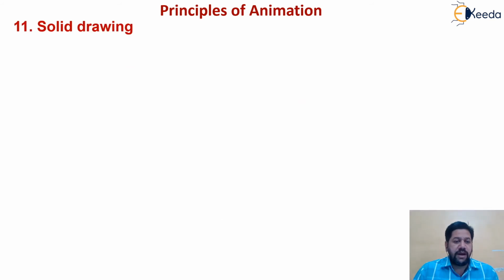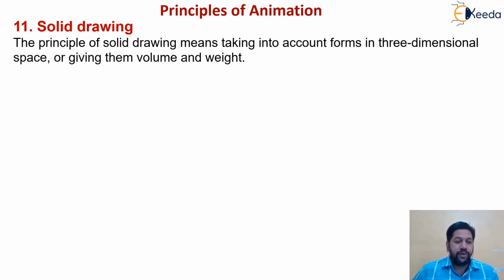So principle number 11 is solid drawing. Solid drawing means we should draw that particular actor or cartoon on paper, and we should consider the three-dimensional view. I'm just reading this point: the principle of solid drawing means taking into account forms in three-dimensional space, giving them volume and weight. So that is what we are considering.